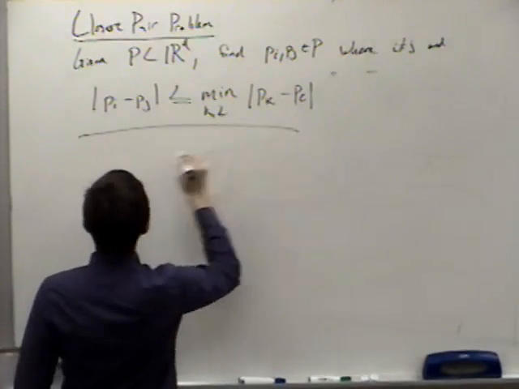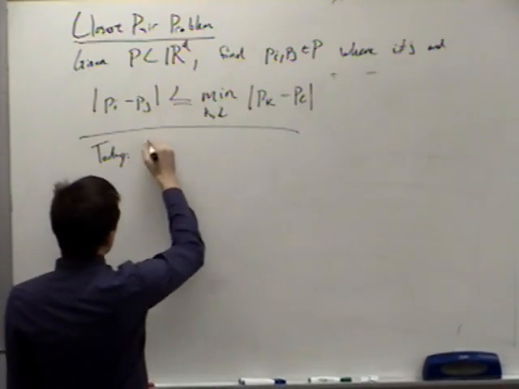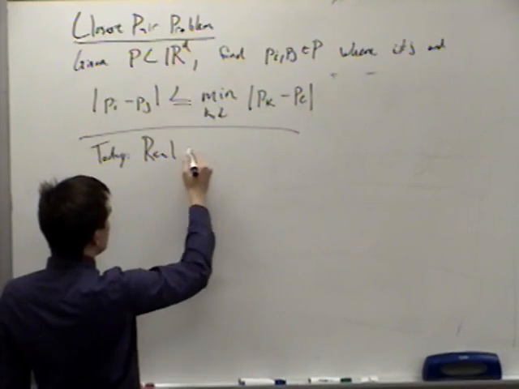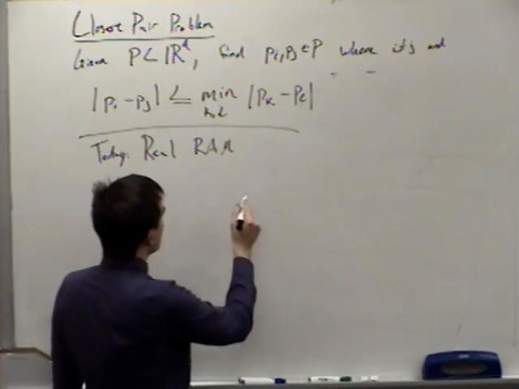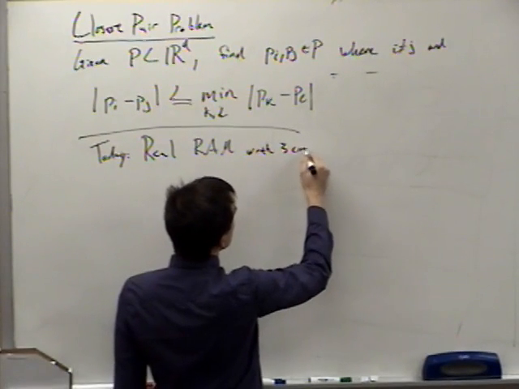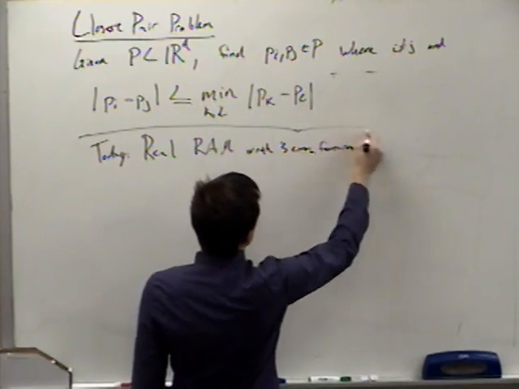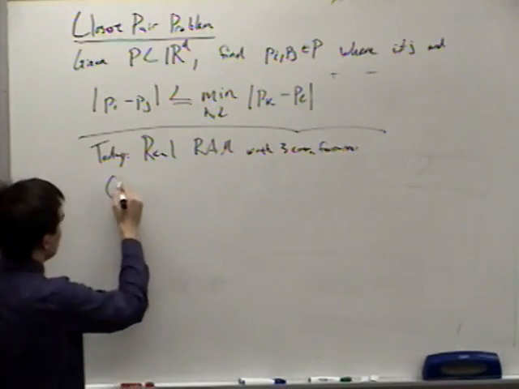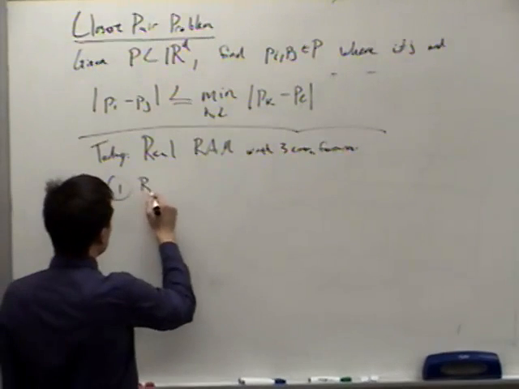So today's model. Today, we're going to work in a special real RAM computer with 3 extra properties, or 3 extra features. So the first of these is we're going to allow for a random number generator.